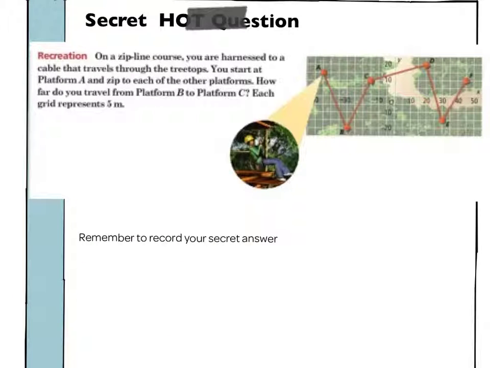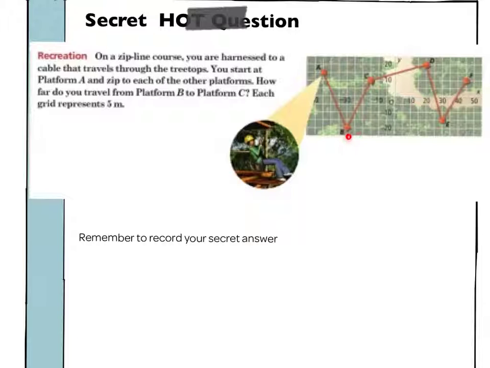Okay, so here's a secret hot question. It says, on a zip line course, if you've ever been on a zip line, it's so fun, you're harnessed to a cable that travels from treetop to treetop. You start at platform A, and platform A is right here, and you're zipping to each of the platforms. Well, how far do you travel from B to C?